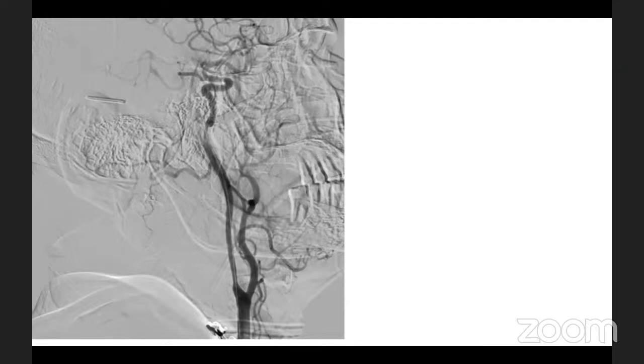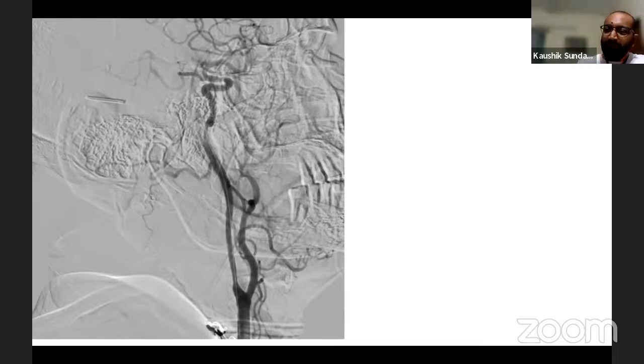Sir, how much do we usually want to do the plasty, like 3 mm, 4 mm, like that? I think 3.5 is good enough for your Neuron Max to cross. 3.5 to 3.75 is good enough to cross. But it's not about the size of the balloon. Sometimes the larger size gives you better radial force for you to open up the vessel.